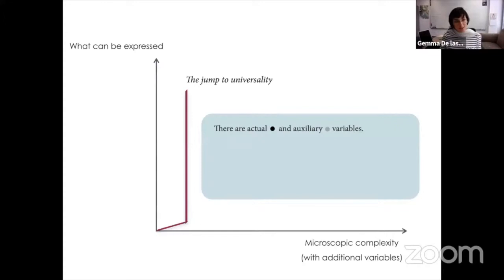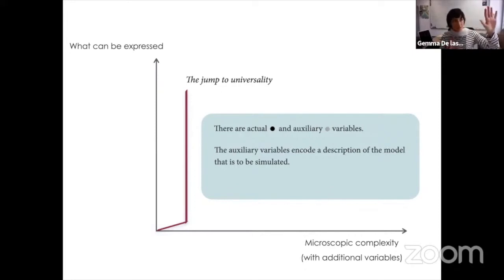So in all of these cases, we see that there are actual and auxiliary variables. So my actual variables are denoted with black dots, and the auxiliary ones with gray dots. And the story is always that the auxiliary variables are used to encode a description of the model that is to be simulated. So if you want your universal model to behave like one particular model, I call it the target model, you need to encode the description of the target model in the auxiliary variables, in these additional degrees of freedom, typically in the form of a distribution of couplings.